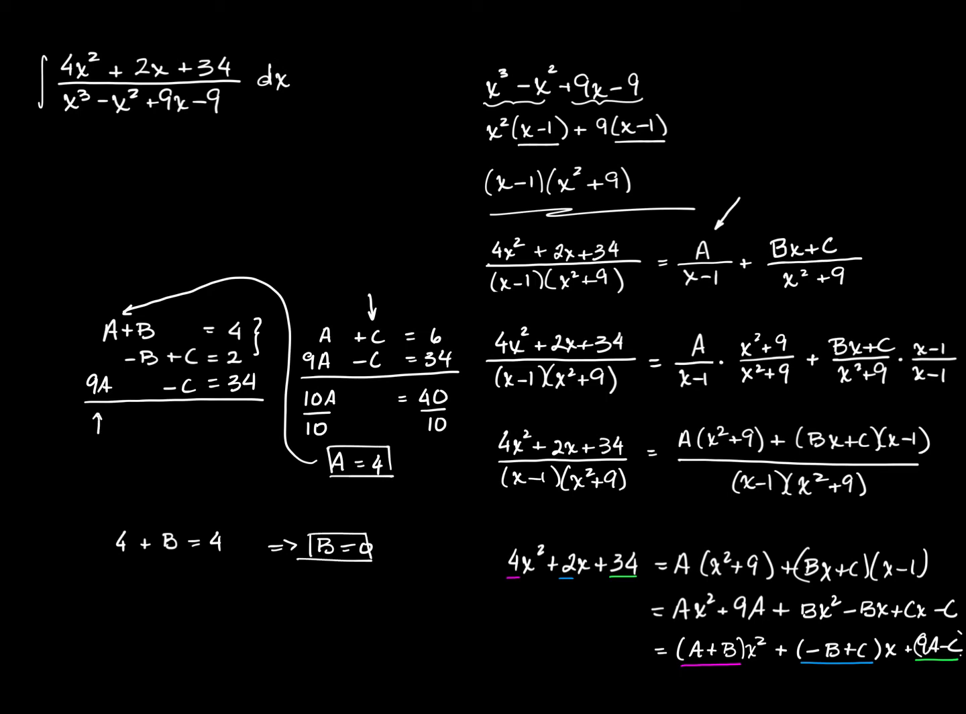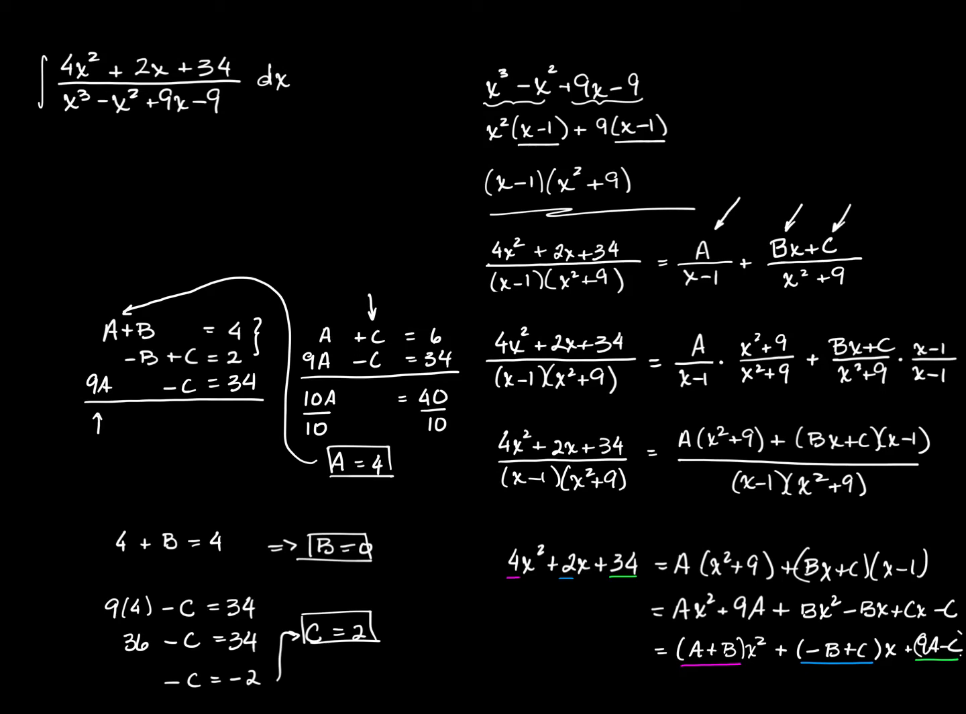And since a equals 4, I can figure out what c is as well. I have 9 times a, which is 9 times 4, minus c equals 34. That's 36 minus c equals 34. Subtracting 36 from both sides, I get negative c equals negative 2. That means positive c must be equal to positive 2. And I have the values of all three of my coefficient variables.